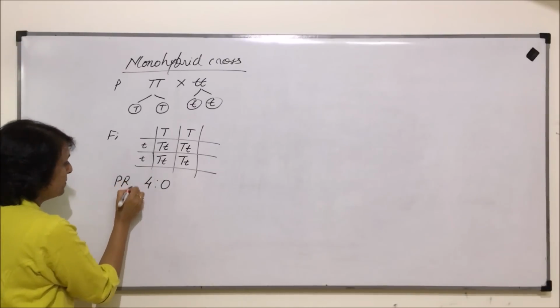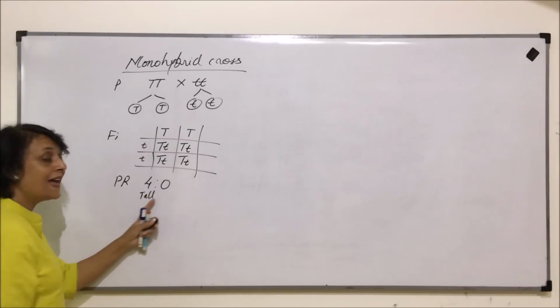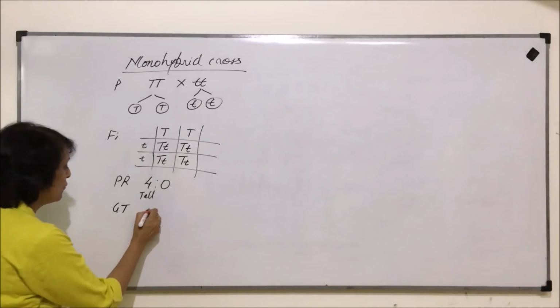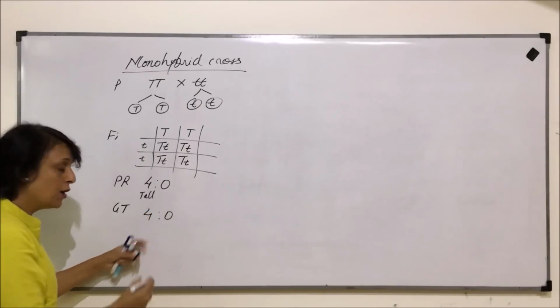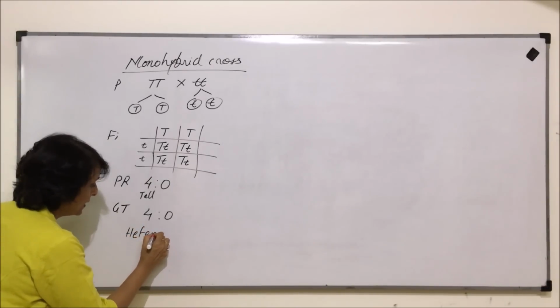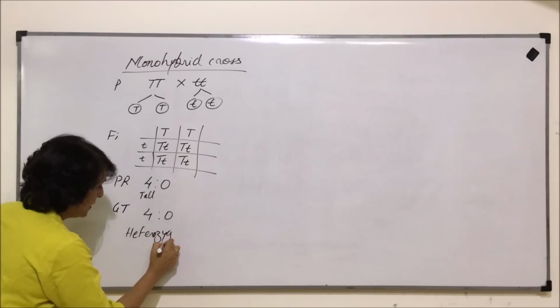So our phenotype ratio is 4 tall and none short, and the genotype ratio is going to be 4:0 again. All 4 are heterozygous tall.